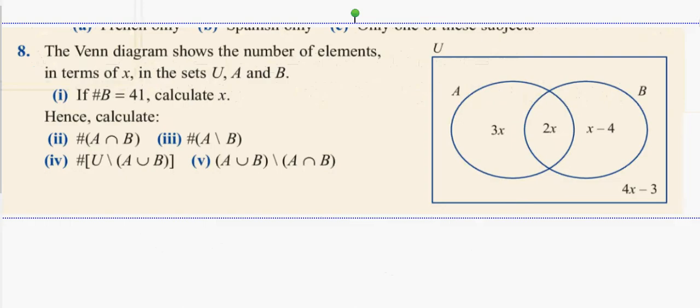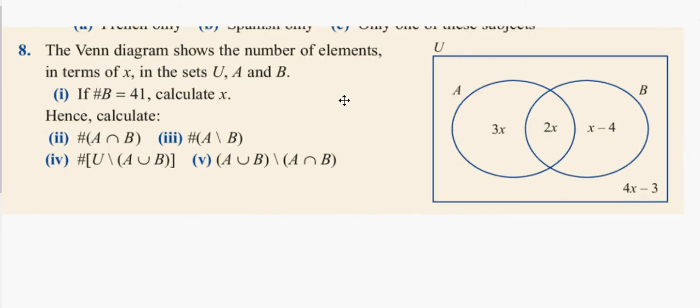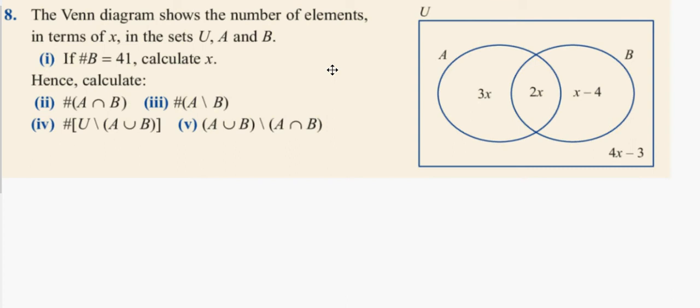Question 8. Done for you. Alright. What does it tell us about B? How many people are in B? 41. What does that mean about the two of these added together? Equals 41. So, 2x plus x minus 4 equals 41.